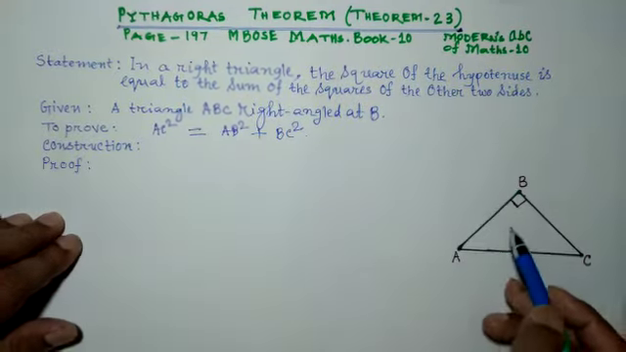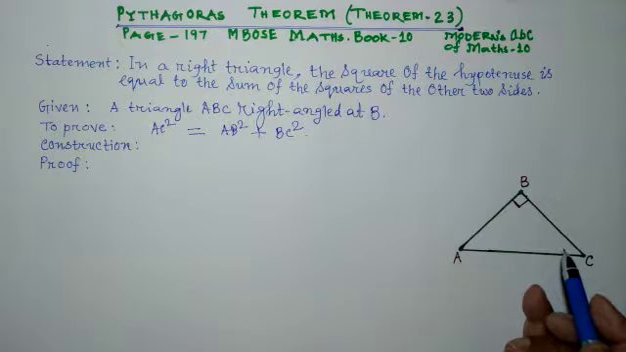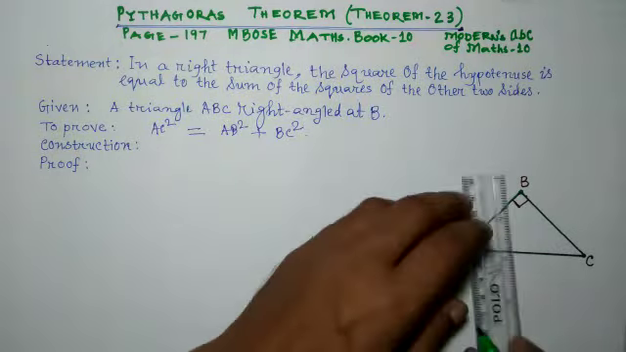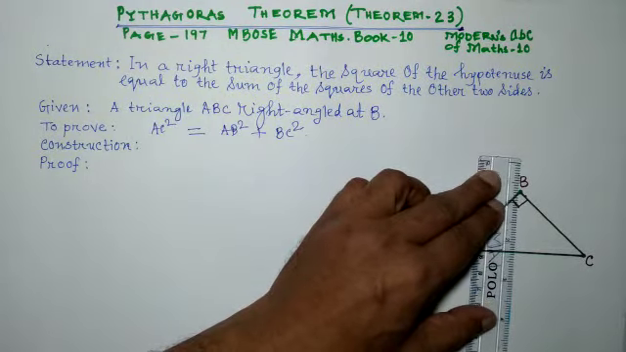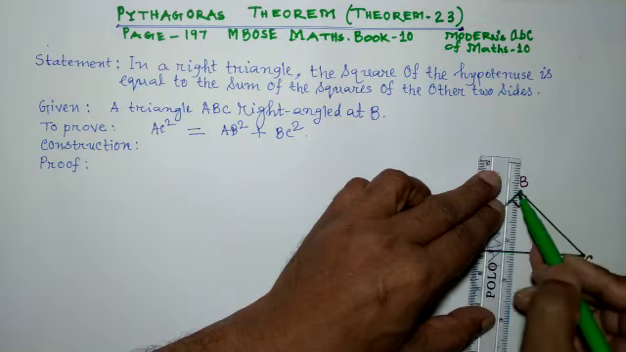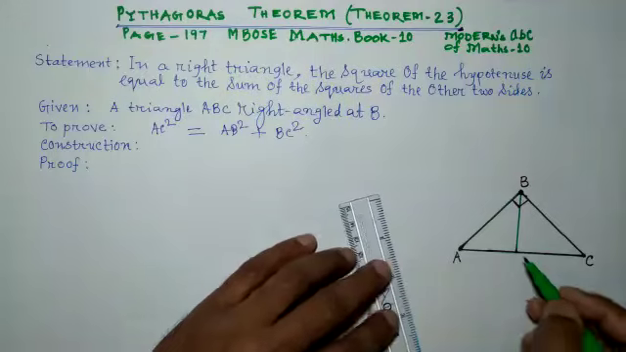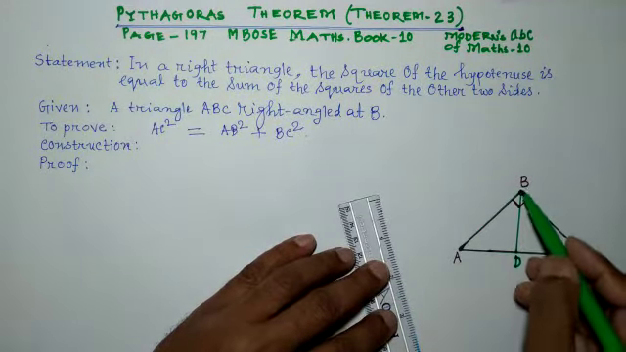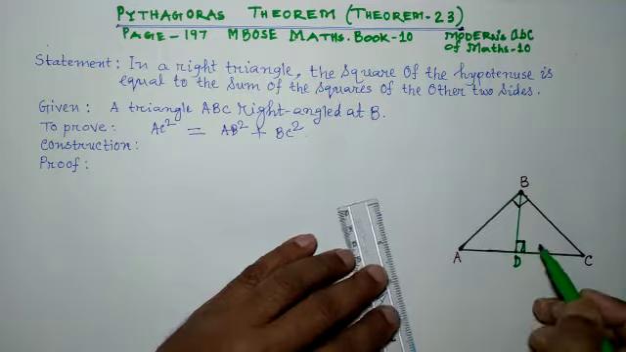Now this picture is not sufficient to prove. So we need the extra part, we call it construction. So we draw the construction like this. From B we draw a perpendicular BD on AC. We name it suppose D. And BD is perpendicular on AC, so we can give the symbol of perpendicular. This is the symbol of perpendicular.